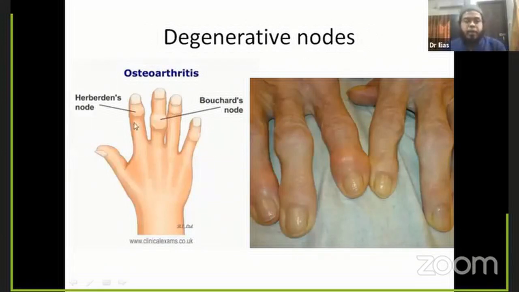Okay, in the next picture I'm showing the degenerative nodules. You see, whenever the degenerative nodules happen in the distal interphalangeal joint, it is called Heberden's knot. Here, on the right hand picture, I'm showing the Heberden's knot, and in the proximal interphalangeal joint the patient will have the Bouchard's knots. So these kinds of knots happen in nodular osteoarthritis or generalized osteoarthritis. So these are very important things.